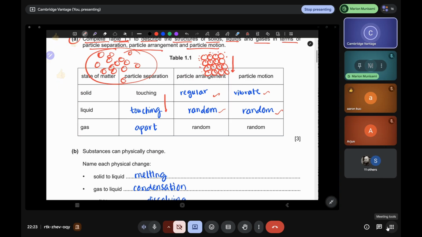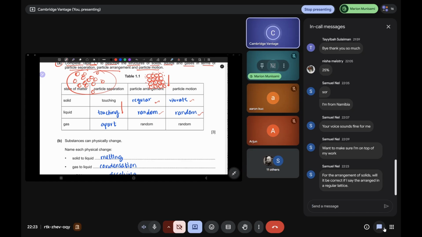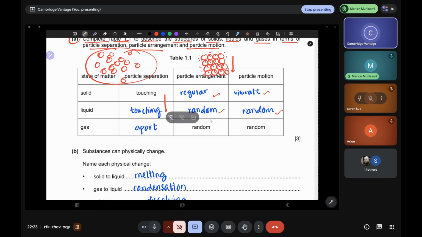Okay, and then for gases, we know that in gases, let's see, Samuel, will I be correct if I say they arrange? Yes, you will be correct if you write down they're arranged in a regular lattice. Since this is a table where they're writing in one word, if you just write regular, they gave you the mark over here. And for gases, the particles are far apart from each other. There is no attraction between them. So we just write down apart or far apart. If you write either of them, you're good to go. And with that, we complete the first table, and that's 3 marks for us.